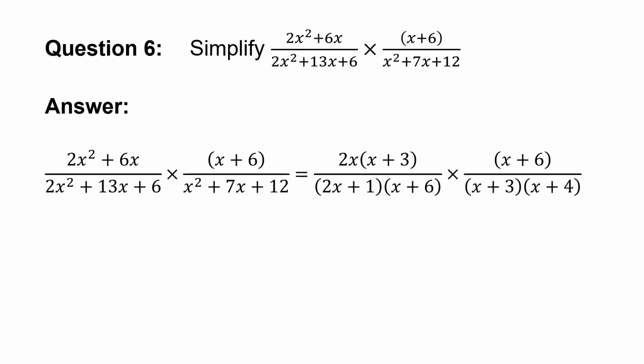So now we just look for where we can simplify. Here we have an x plus 3 term in the numerator and the denominator. These cancel out, and we have an x plus 6 term in the numerator and denominator as well. So this leaves us with 2x over (2x plus 1)(x plus 4).